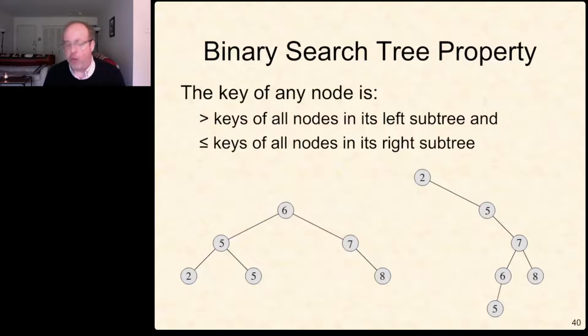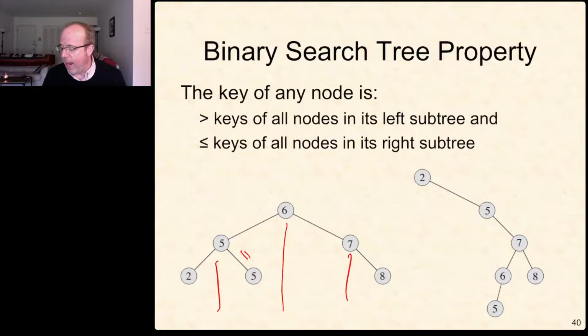So this is two different versions of the same set of data. Notice in the first tree, everything to the left of 6 is less than 6. Everything to the right of 6 is greater than 6. At the subtree rooted at 5, everything to the left of 5 is less than 5. Everything to the right of 5 is greater than or equal to 5. They happen to be equal, but that's okay. And same thing with 7. There's nothing to the left, and everything to the right of 7 is greater than or equal to 7.